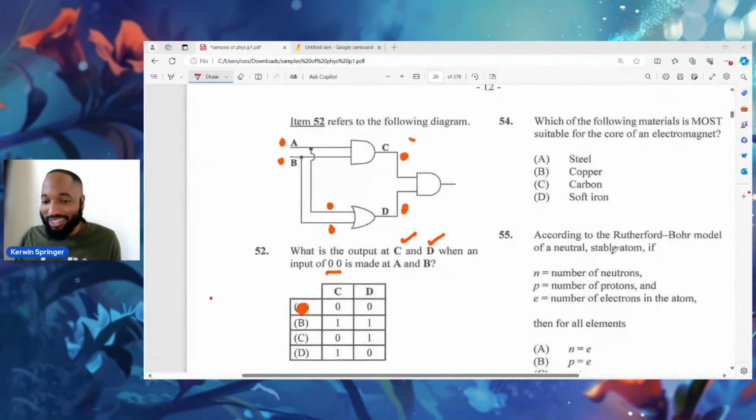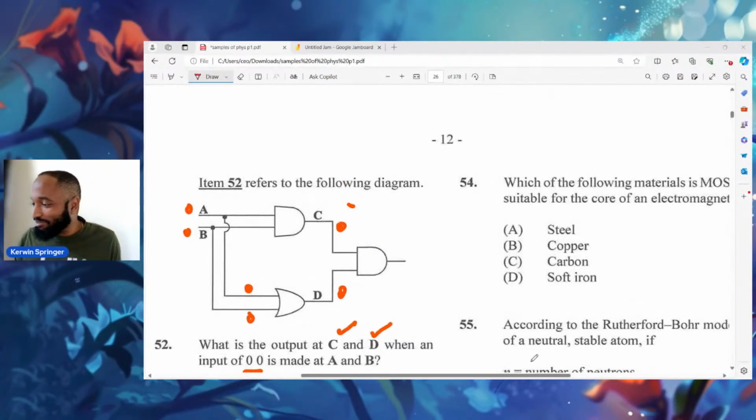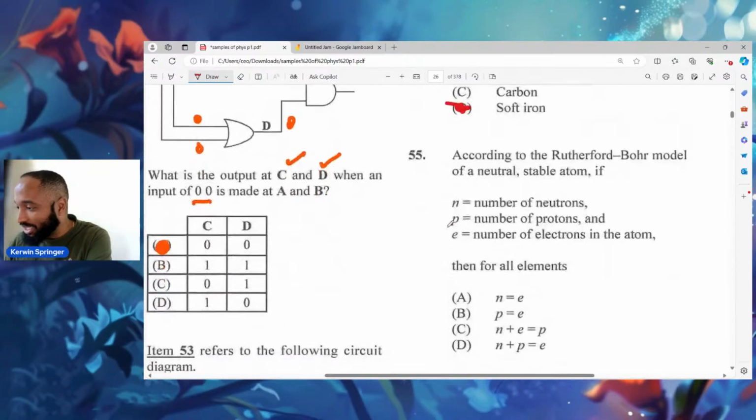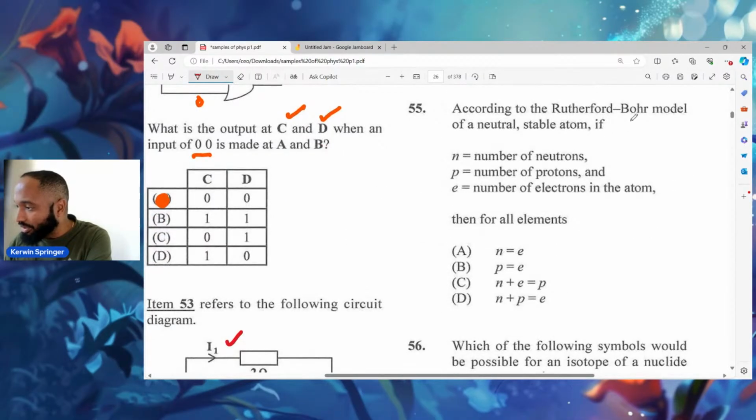Which of the following materials is most suitable for the core? What kind of repeating thing is this, boy? According to the Rutherford-Bohr model of a neutral stable atom, if N is the number of neutrons, P is the number of protons, E is the number of electrons in the atom, then for all protons, what?